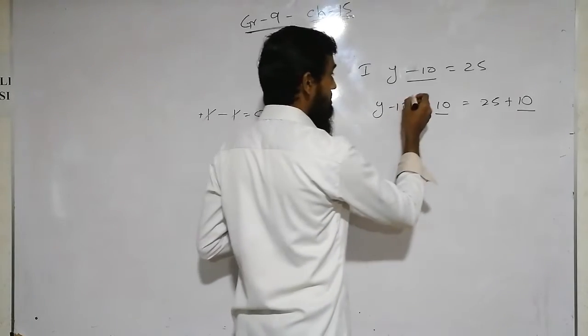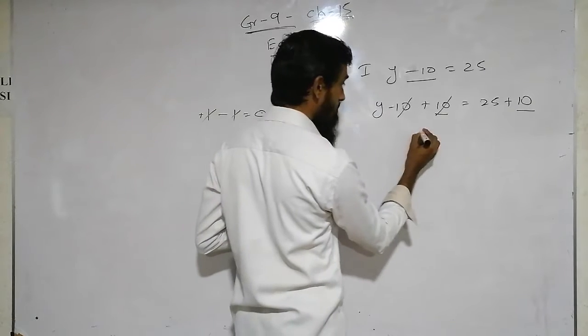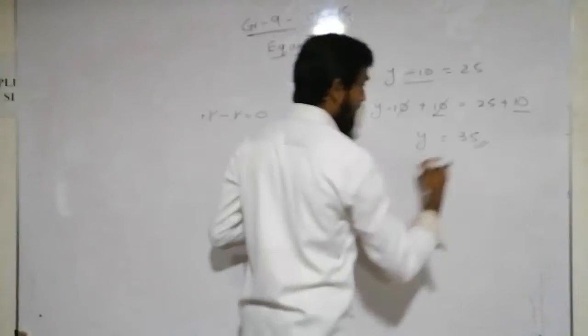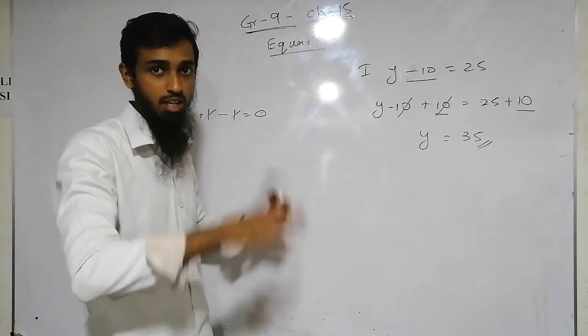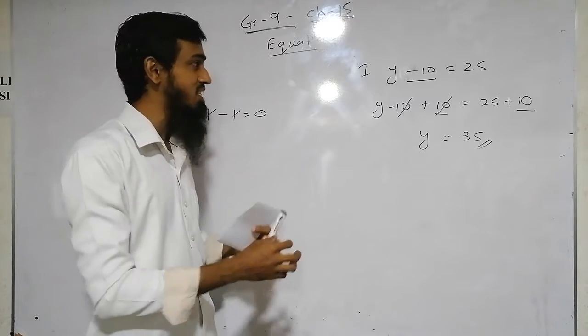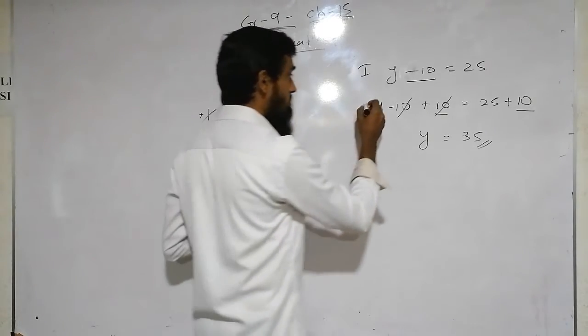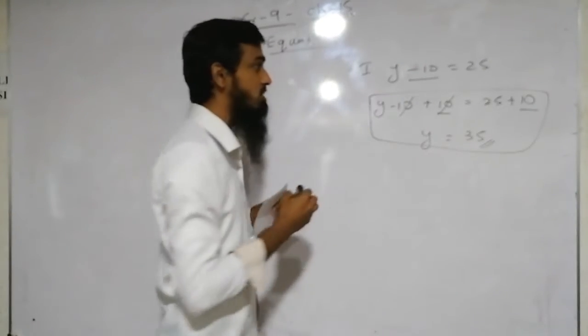So on the left hand side, the minus 10 plus 10 will cancel, only y remains. On the other side, that is 35. So the answer is y equal 35. These are the mathematical steps, the mathematical theory for solving this equation. But we didn't write these steps. This is the actual theory.